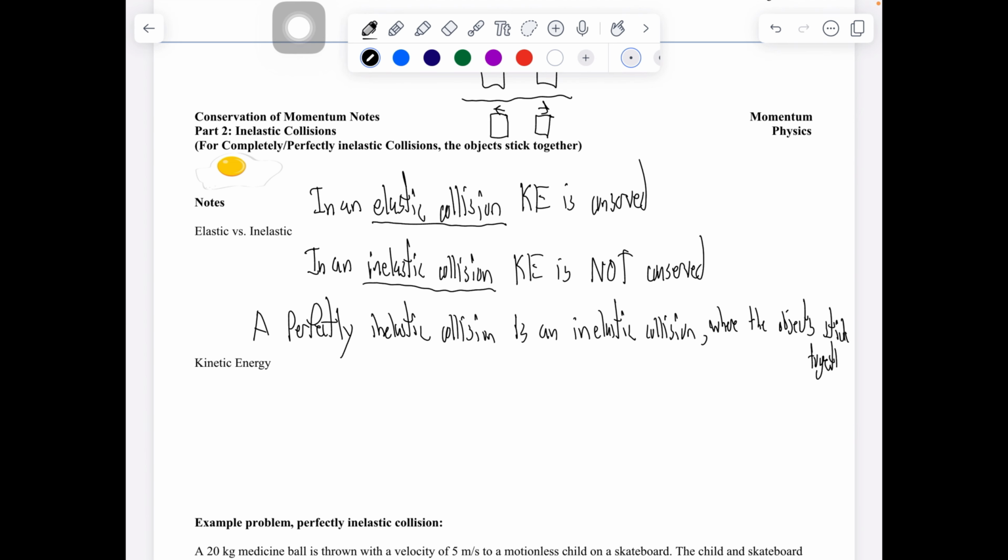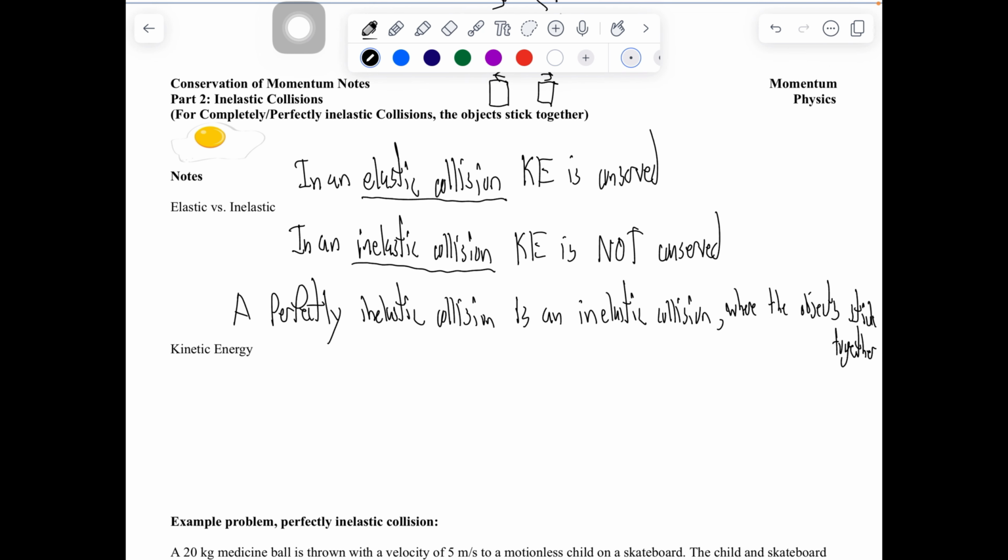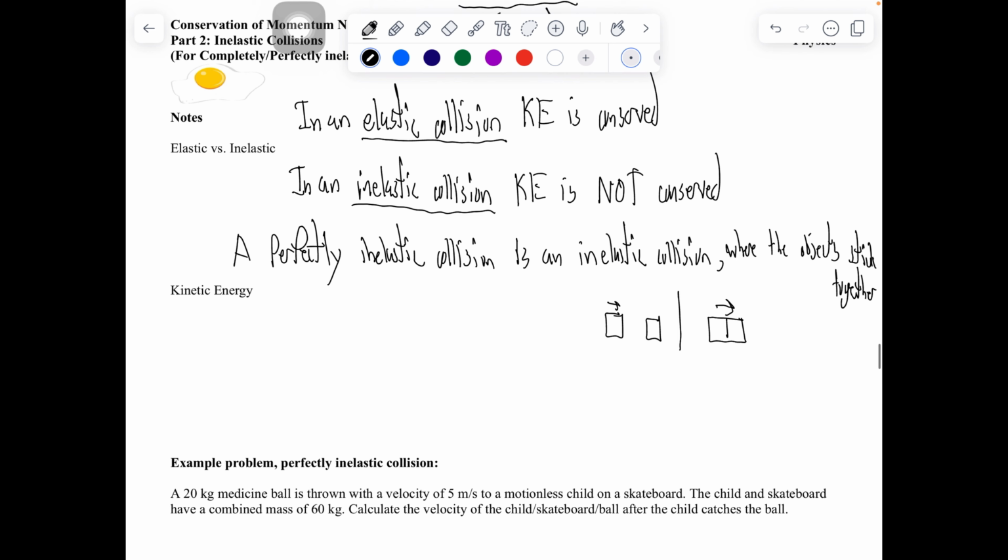Earlier, we did bounce collisions. Objects hit each other, they do not stick together. In an inelastic collision, the objects hit and stick. Perfectly inelastic, what does that look like? If you have one object right here moving to the right, and another object that is stationary, afterwards they hit, they stick together, and both objects are now moving to the right.